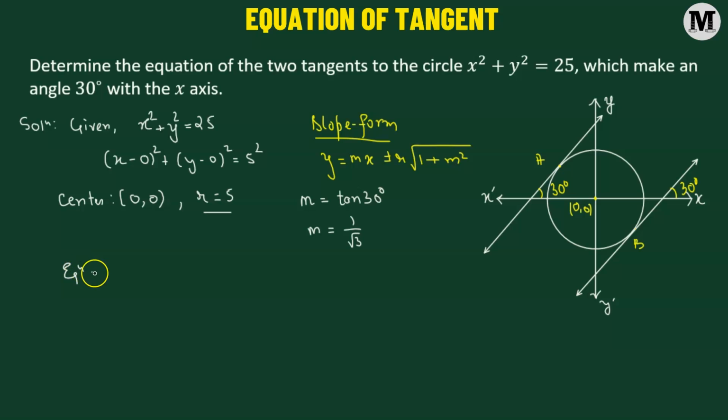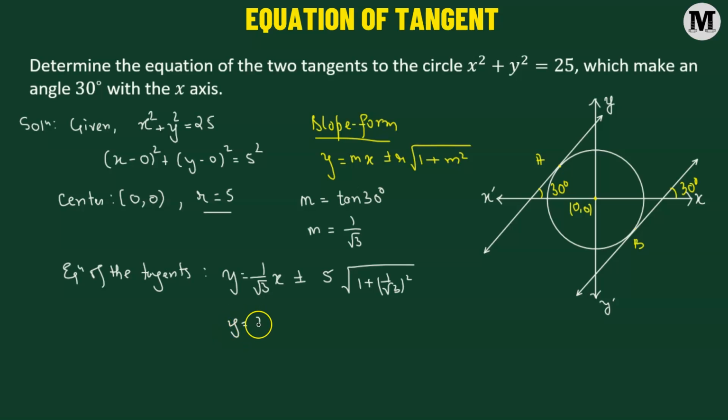So that means the equations of the two tangents are going to be y equals 1 over square root of 3 times x plus or minus the radius r, which is 5, multiplied by the square root of 1 plus (1 over square root of 3) whole squared. Let's simplify this. We get y equals x over square root of 3 plus or minus 5 multiplied by the square root of 1 plus 1/3. So 1 plus 1/3 means we have 4 over 3, which gives us y equals x over square root of 3 plus or minus 5 times 2. So we get 10 over square root of 3.